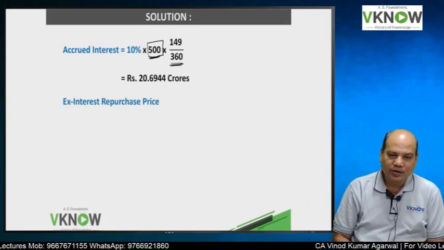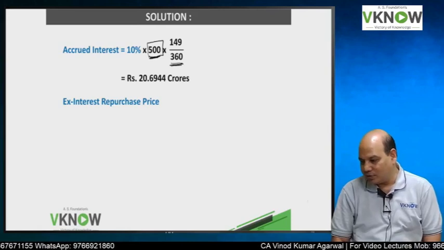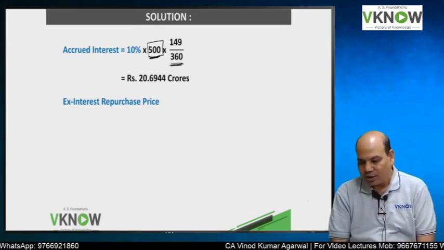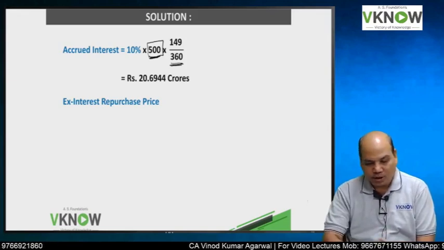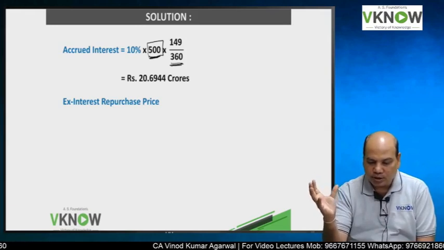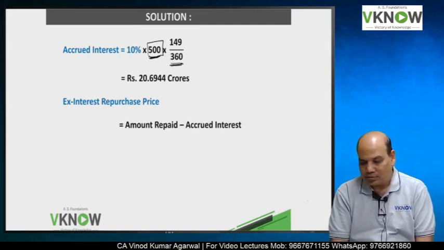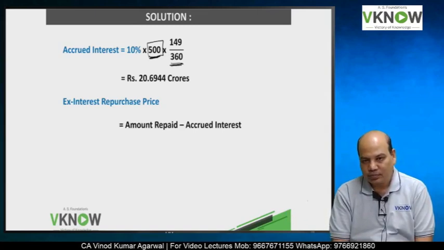What is the ex-interest repurchase price? Tell me. Very good, Rishabh. Come on, next. Ex, last thing, and then bye bye. You have repaid the dirty price minus accrued interest. Reverse working: amount repaid minus accrued interest.